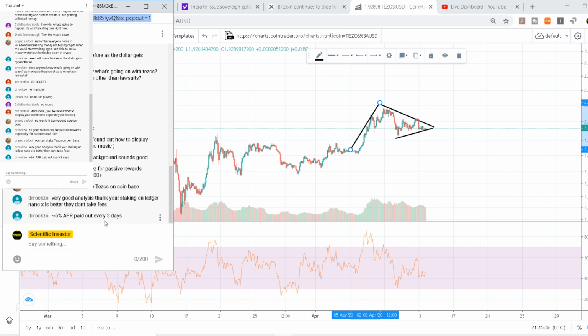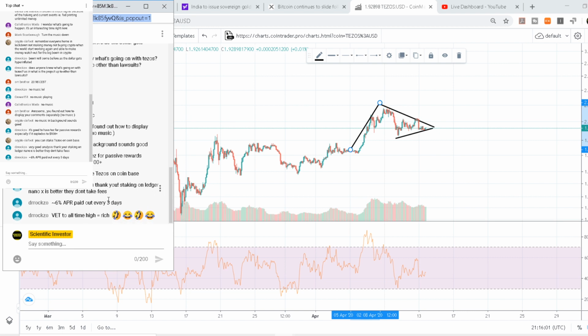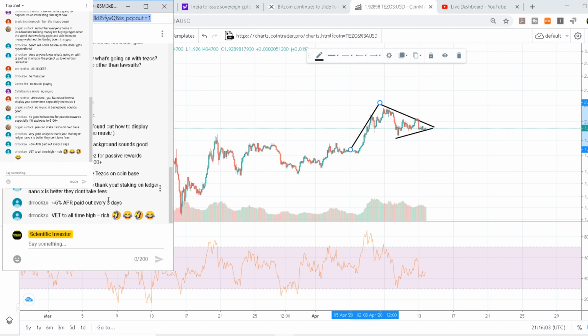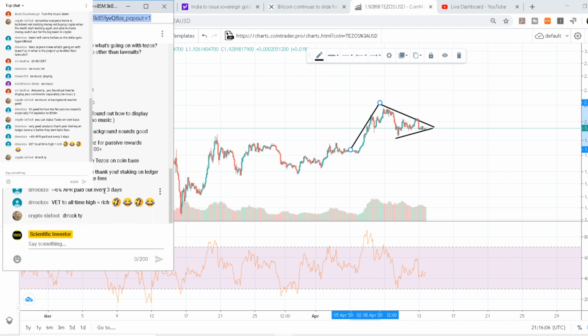6% APR paid out every 3 days. Very good analysis, thank you. Staking on Ledger Nano X is better, they don't take fees. Now I agree with that, because if you're a long-term holder, then paying fees for say 6 months, a year, 2 years, 3 years doesn't make sense. VeChain went to all-time high.